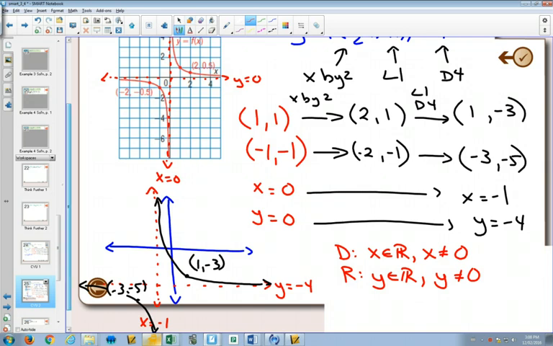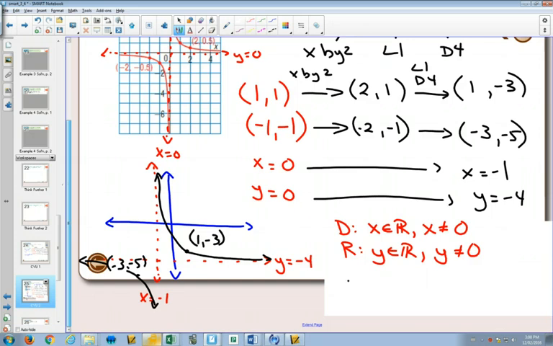Now on our black graph, can you see that the domain is everything but x can't equal -1? And the range is everything but y can't equal -4? Now that we've seen that, I'm going to write it in the other notation.